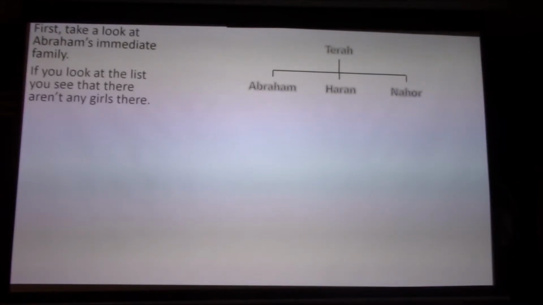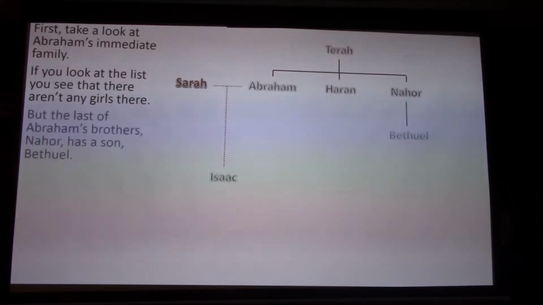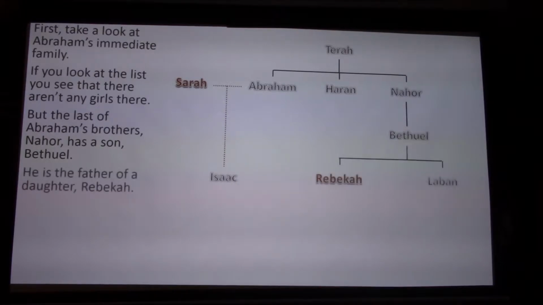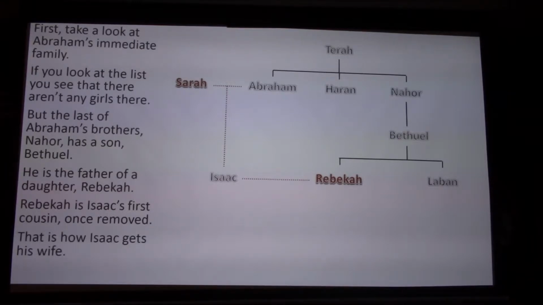All right, so let's list this out. Take a look for a moment at Abraham's immediate family. If you look at this list, you'll see that there aren't any girls there. But the last of Abraham's brother Nahor has a son, Bethuel. He's the father of a daughter, Rebekah. Rebekah is Isaac's first cousin once removed. That's how Isaac's going to get his wife.